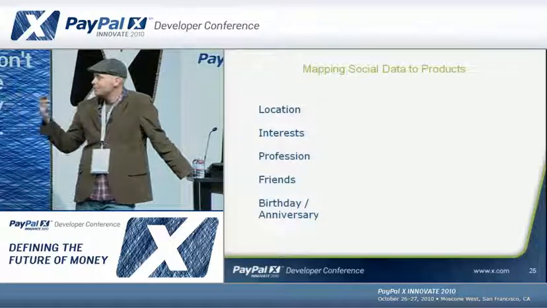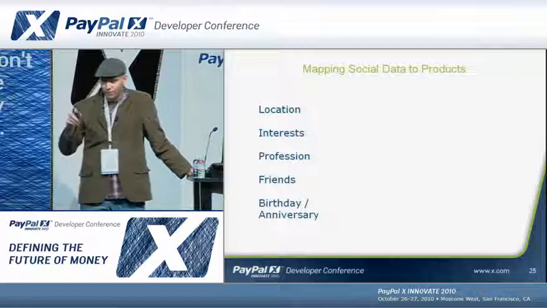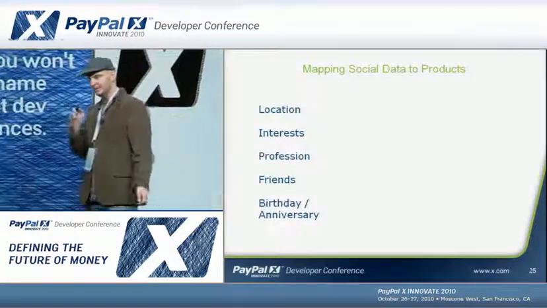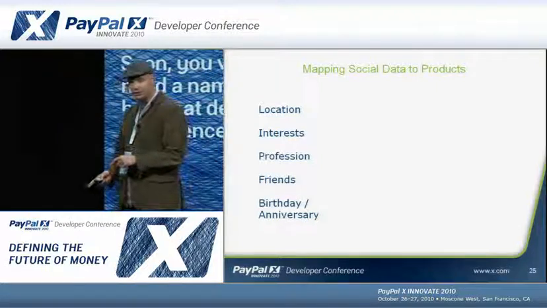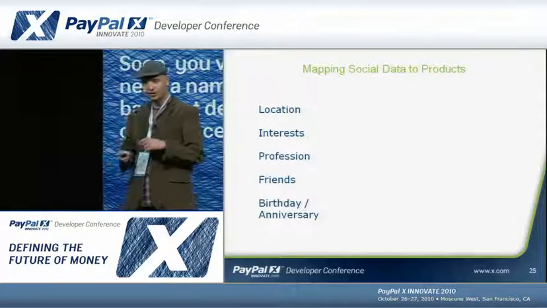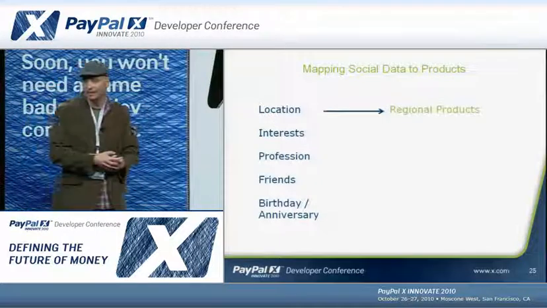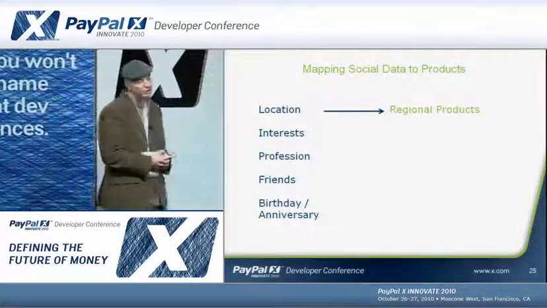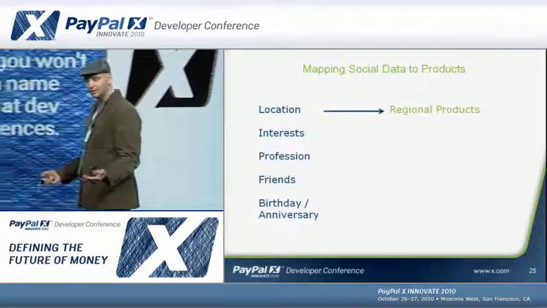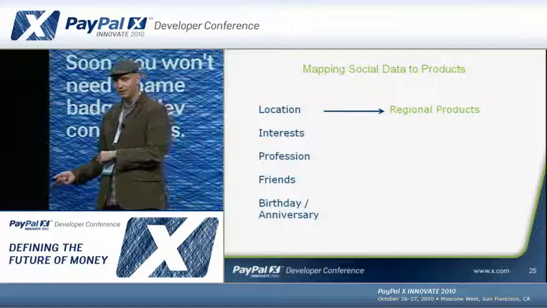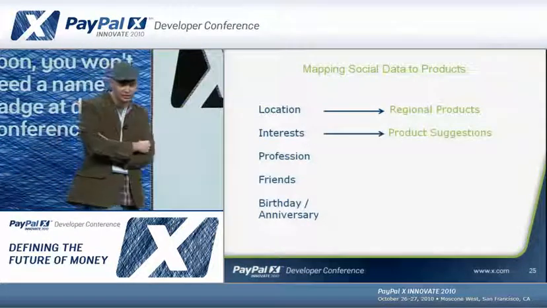My friendships, and then dates of interest such as birthdays or anniversaries. If we take these social pieces of data, we can actually extract particular marketing models so that we can sell products in a targeted way. Location, we can take this and develop regional products. If a user's in a particular area, we can say, oh, hey, we have some products out there that you might be interested in. Your interests, product suggestions.